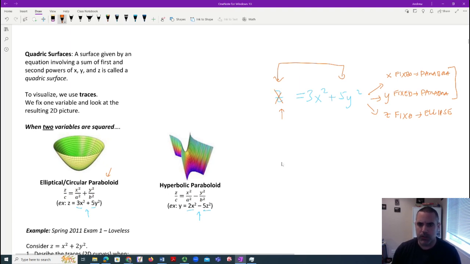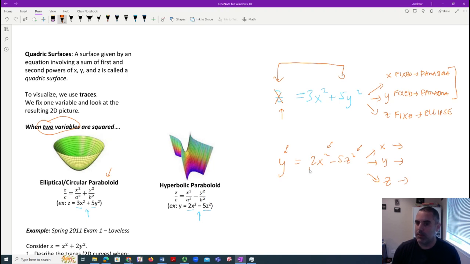When you look at this one, y equals 2x squared. So this has two of them squared. These are all the situations when two of the variables are squared. Two of them are squared, one of them is not. When you go to do the traces, here's what would happen. What I mean is if you fix x, fix y, and fix z, if you cover it up with your hand.